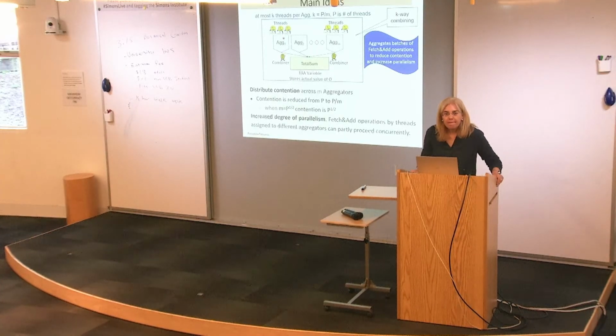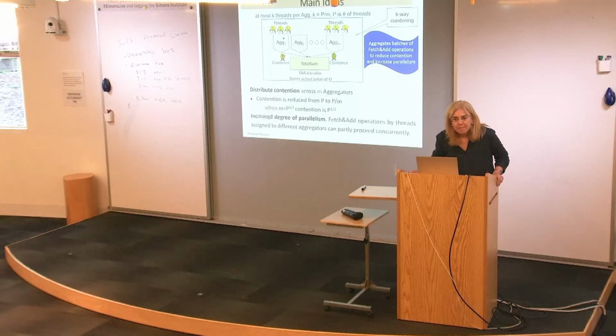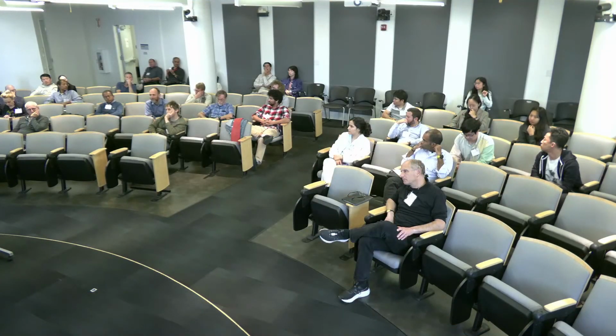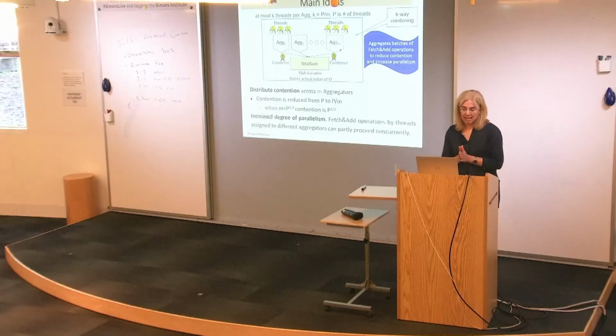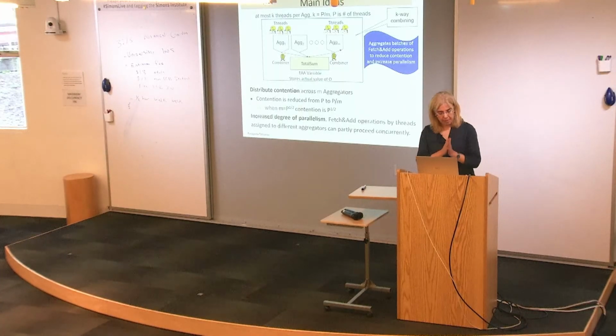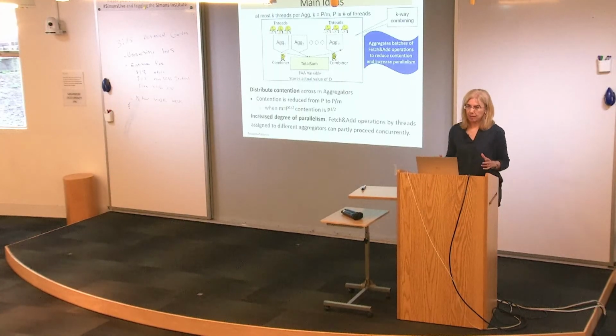Missing something basic. If there is a fetch and add performed by a thread using aggregator 1 and a fetch and add by a thread in aggregator M, how would they know about each other? Okay. I'm going to give many more details, and if I don't answer your question, please ask me again. So those are the major ideas. The scheme reduces contention and increases parallelism.